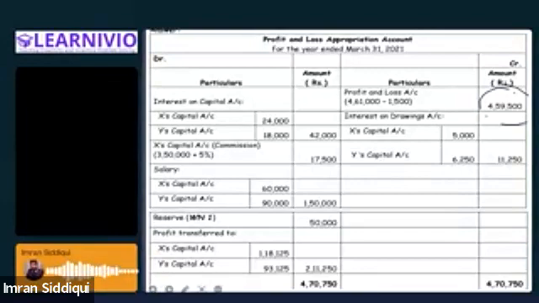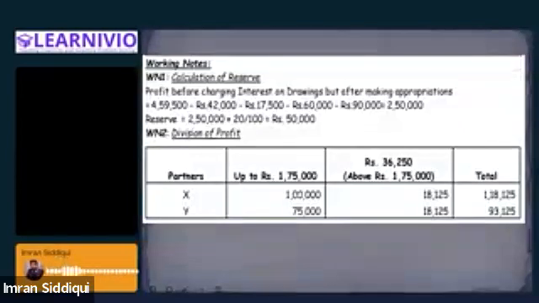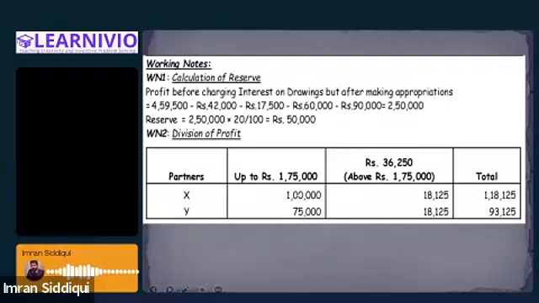4,59,500 should be taken. And out of this, we'll subtract all other expenses: 42,000, 17,500, and salary 1,50,000. Whatever the remaining profit will be after subtracting all these expenses that I have circled, like out of 4,59,500 we'll subtract 42,000, 17,500 and 60,000 and 90,000. After which the remaining profit will be 2,50,000.